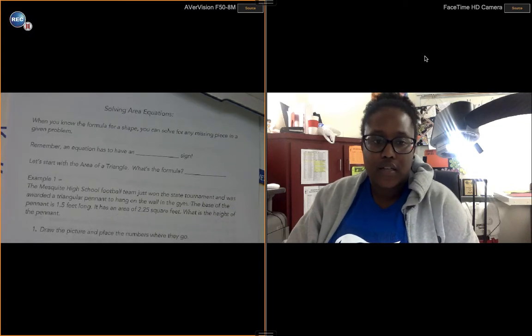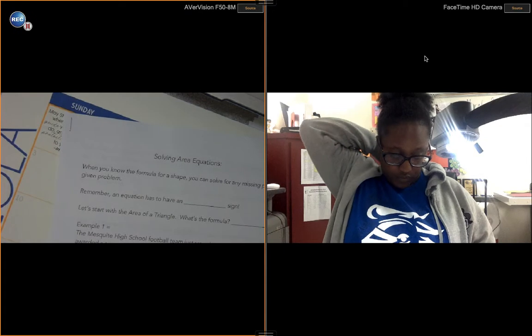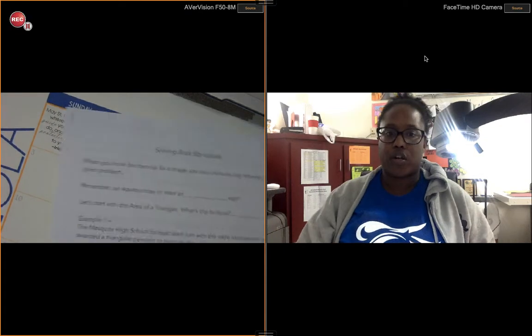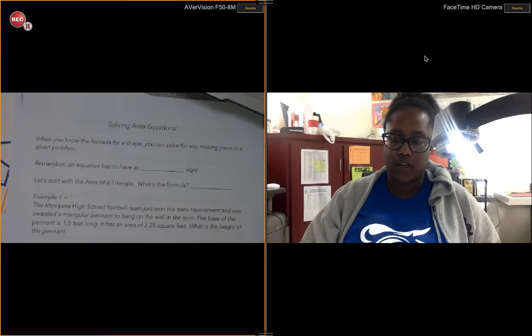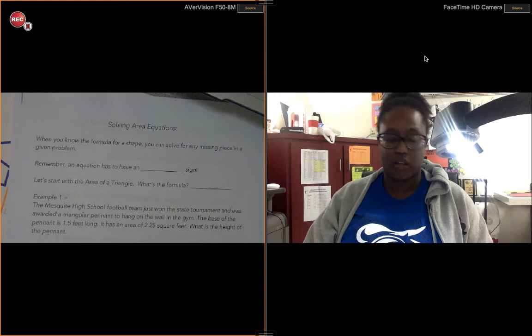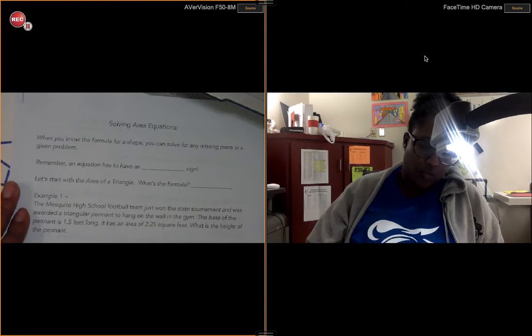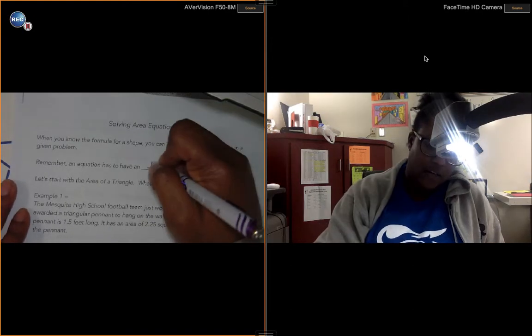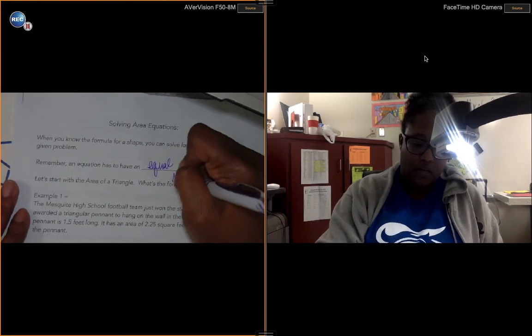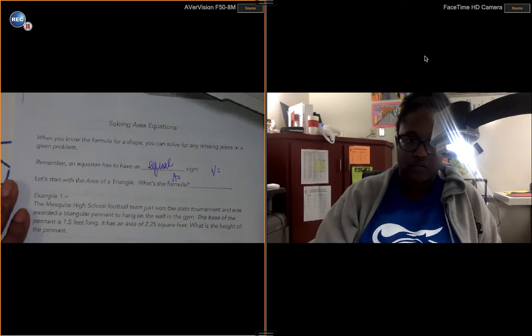Okay, so we've already talked about how to find the area of different shapes. We're going to talk about how to find the missing height or length if it gives you the area. Remember, an equation has to have an equal sign, so you'd always put area equals or volume equals.